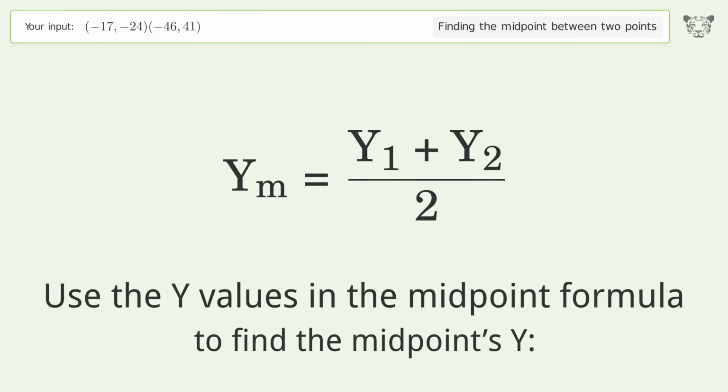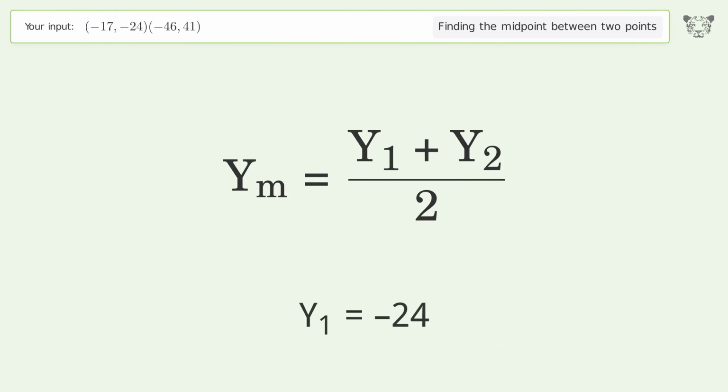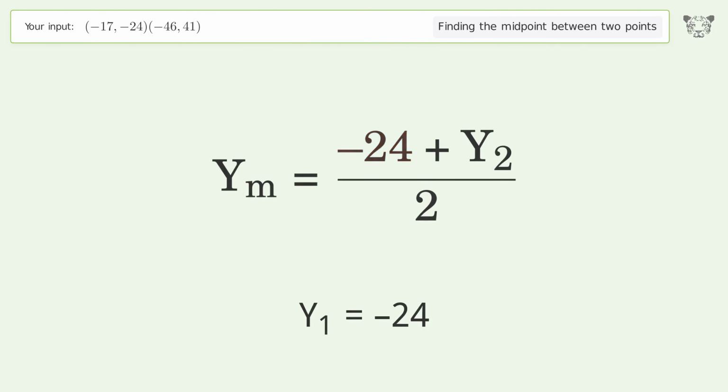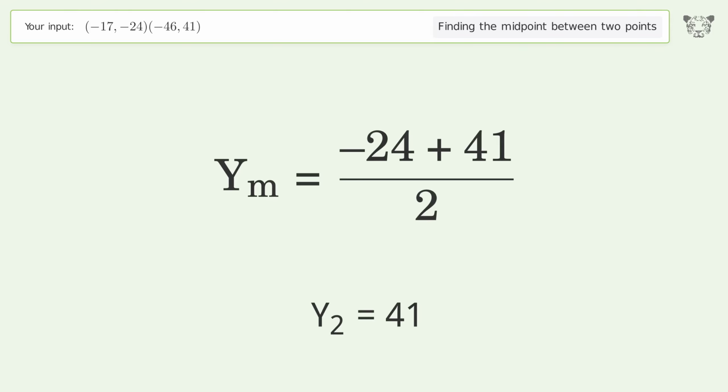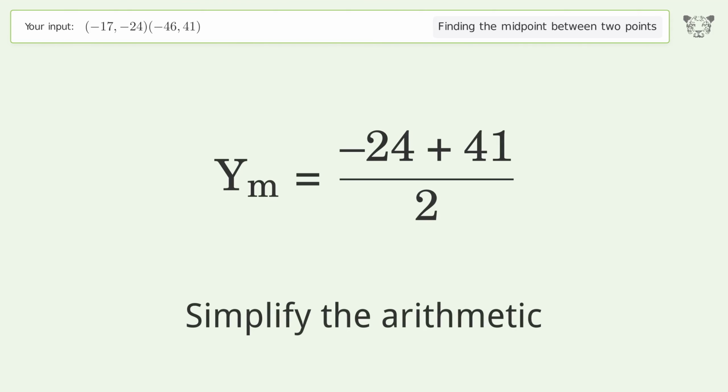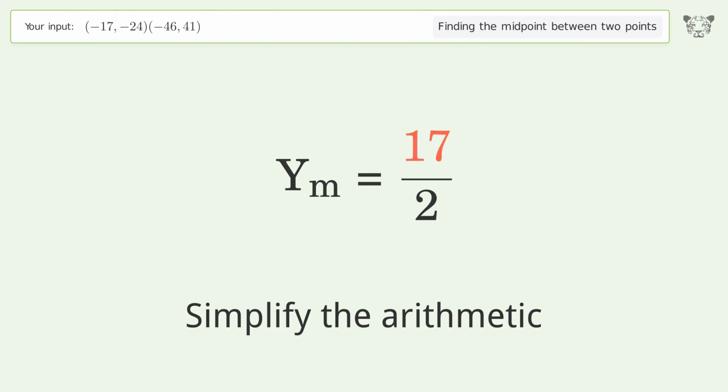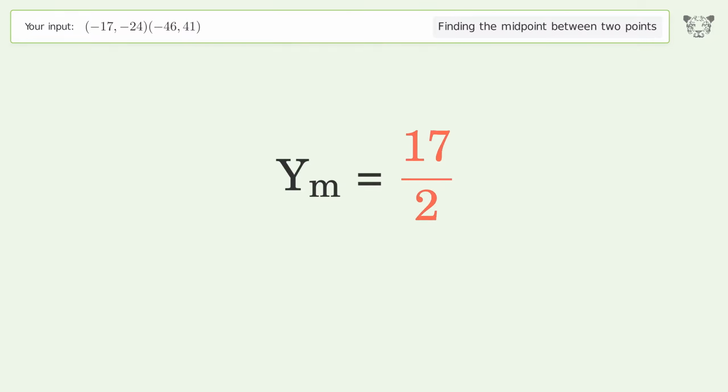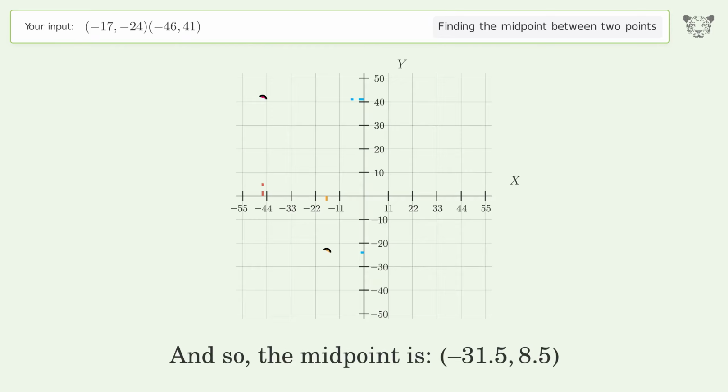Use the y values in the midpoint formula to find the midpoint's y. y1 equals negative 24. y2 equals 41. Simplify the arithmetic. And so, the midpoint is negative 31.5, 8.5.